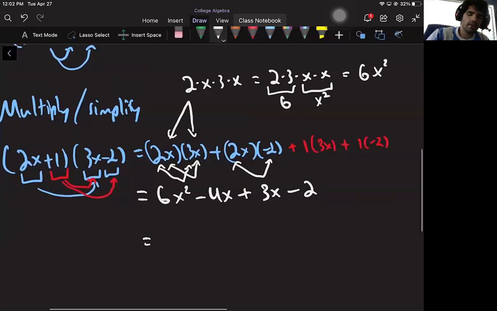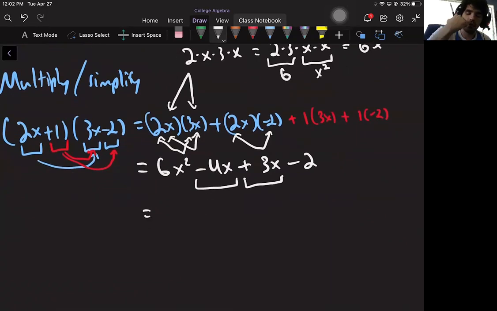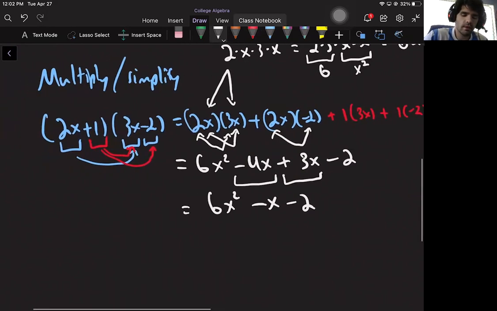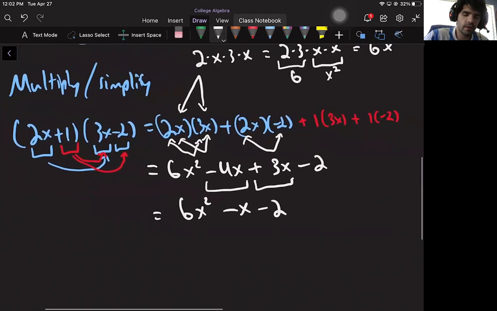And then we could do what we did last time, which is combine like terms. So this is a single power of x, and so is this. So I have negative 4x's and 3x's. That will add up to negative x. And the 6x squared and the negative 2 have nothing else to do. So that's all there is to that one. Okay, so distribute, then simplify.